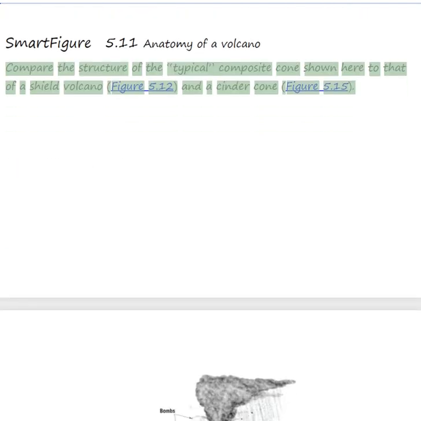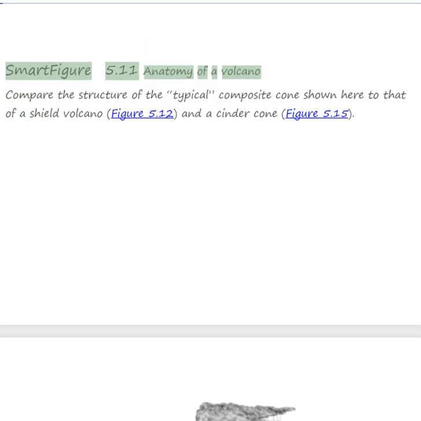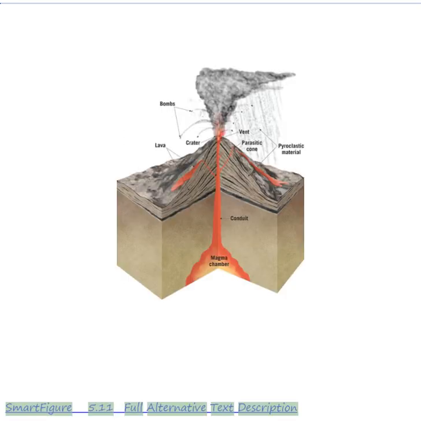Compare the structure of the typical composite cone shown here to that of a shield volcano and a cinder cone. Smart Figure 5.11: Anatomy of a volcano. Watch Tutorial, Anatomy of a Volcano.